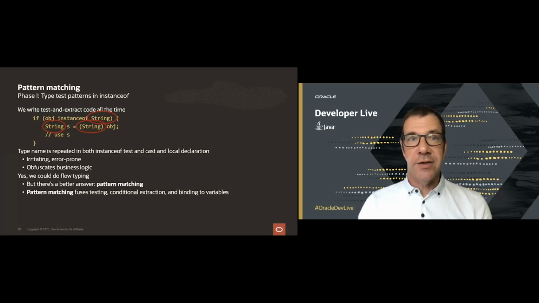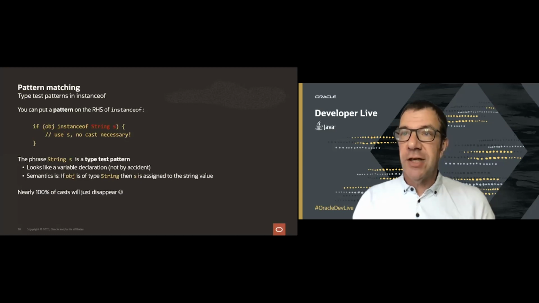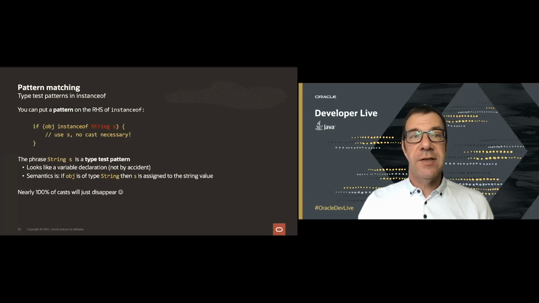So let's see an example in action. Here's how we use pattern matching in instanceof. We say, is obj an instance of the pattern String s? The semantics of this is that it tests obj to see if it's of type String, and if it is, and only if it is, then we assign this pattern variable s to the value of the string. So you're free to use the string s in the then block. Now all that cast and that temporary assignment has disappeared. It's actually just contained in the semantics of pattern matching. So we're hoping that many, many of the casts in your Java code will disappear with this feature, which will be a nice thing.